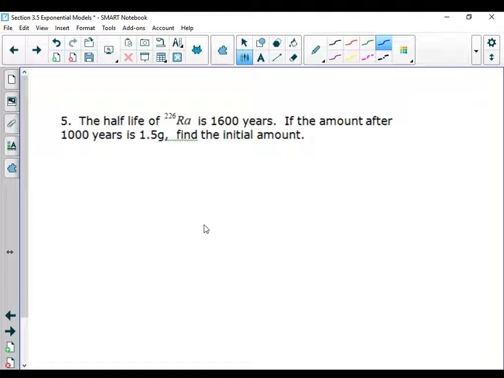So for example, the half-life. I'm going to look at this information right here, okay? I don't know the initial amount. Notice how the next part of the question says find the initial amount. So if I don't know the initial amount, I'm going to look at this half-life first. So if it takes 1,600 years to have half of the material left, that's why it's 1/2 off to the side, then I need to figure out what my rate is.